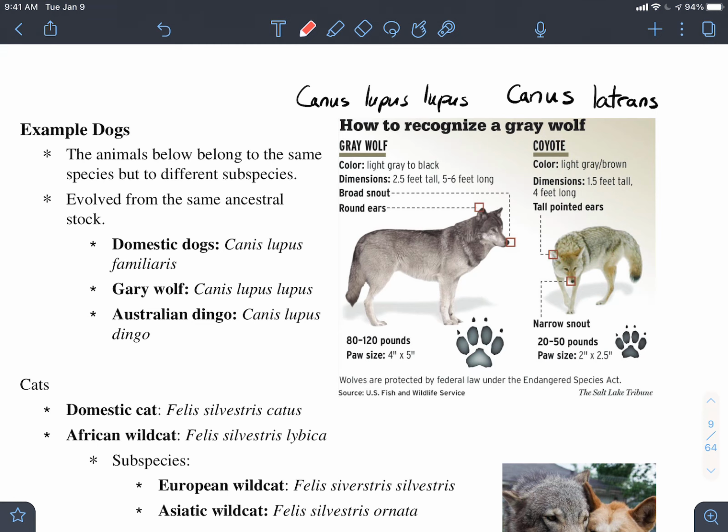Similarly, we have the Canis lupus dingo, which we find only in Australia. And we also have things like coyotes, which look similar, but in the case of coyotes, they cannot be crossed. So coyote, a Canis latrans, likely will not have a successful cross between the coyote and the gray wolf. So we don't have any hybrid wolf coyotes out there.